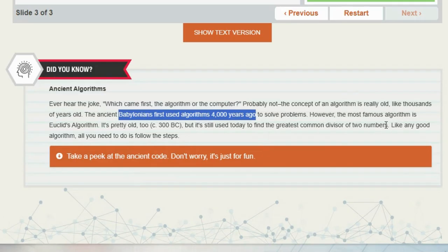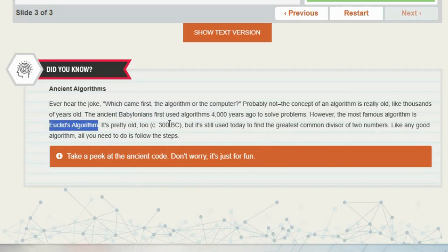The most famous algorithm is Euclid's algorithm. It's pretty old, too, about 300 BC. Euclid did a lot of work in math and geometry. But it's still used today to find the greatest common divisor of two numbers. Like any good algorithm, all you need to do is just follow the steps. Here, let's take a peek at the ancient code here.